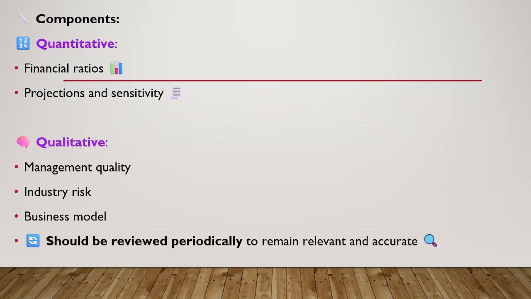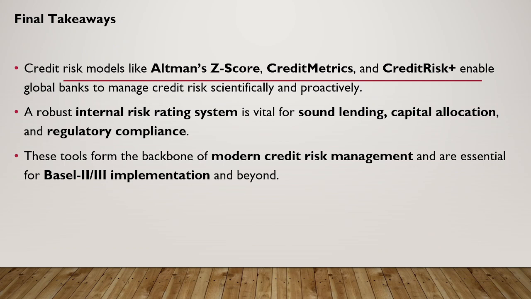Let's quickly recap what we learned today. Credit risk models help banks estimate and manage risk across portfolios. Altman's Z-score, CreditMetrics, and CreditRisk+ are 3 key models. Each serves a different purpose, from predicting bankruptcy to calculating loss distributions. Internal risk rating systems feed critical inputs into these models and must be carefully designed and maintained. These tools are not just theoretical. They impact everything from loan pricing to regulatory capital to bank strategy.